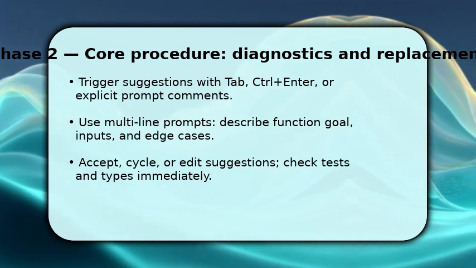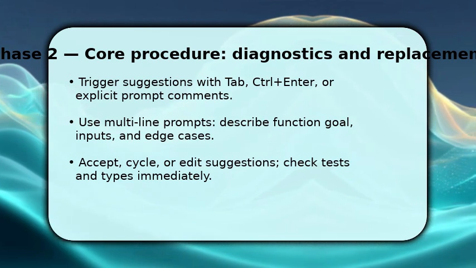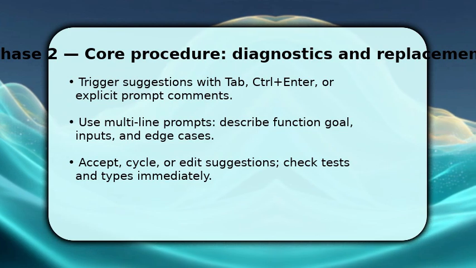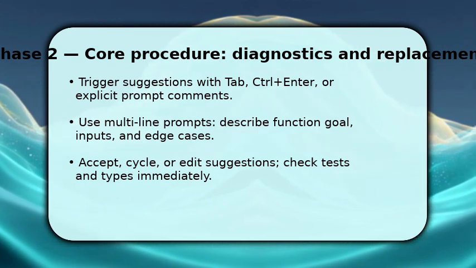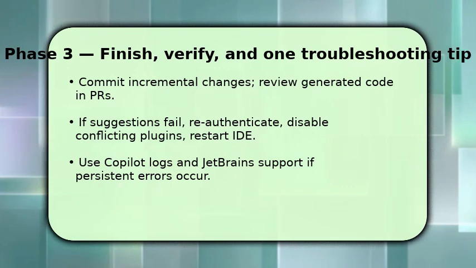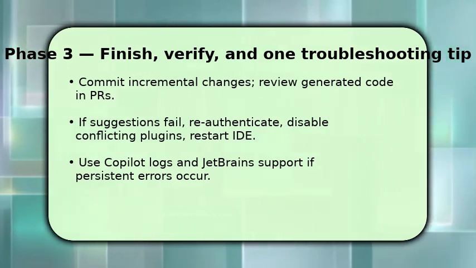Make sure to run quick unit tests and inspect types after inserting AI code. This prevents subtle bugs. Once comfortable, customize suggestion length and style in plugin settings to match your codebase conventions. You're finishing up. Review Copilot-generated code, run tests, and commit small, focused changes so reviews stay clear.